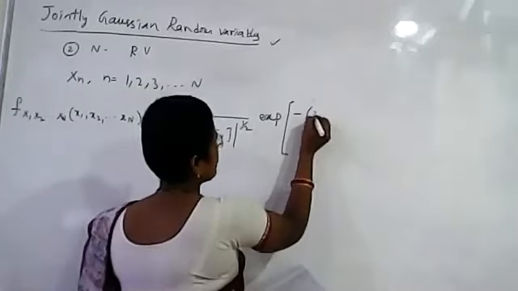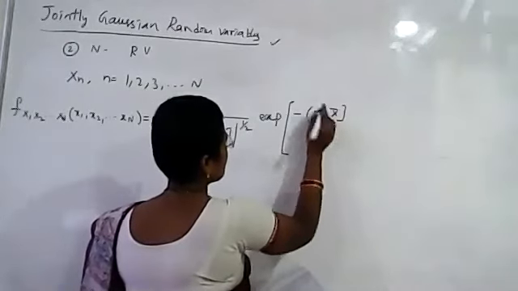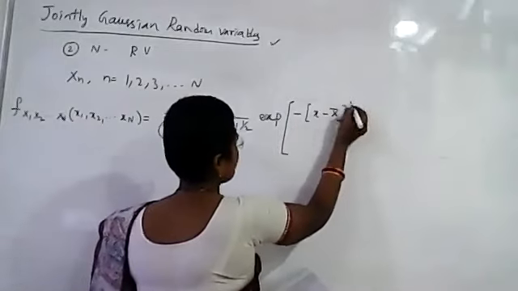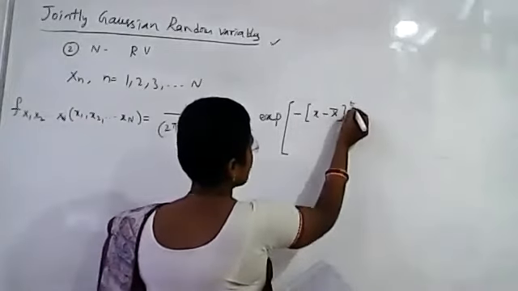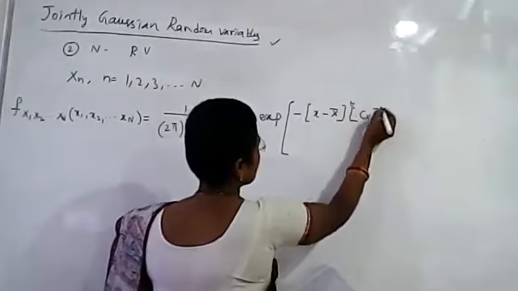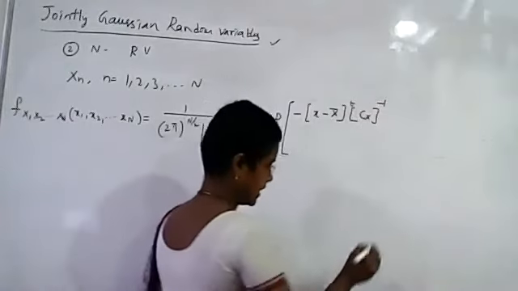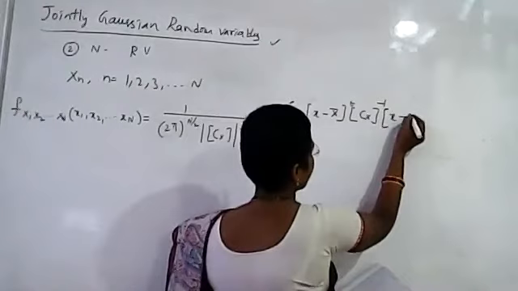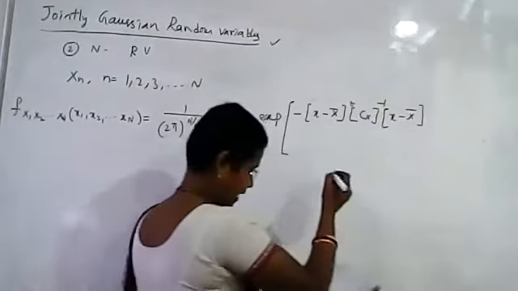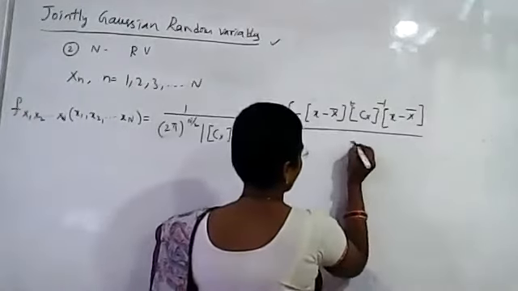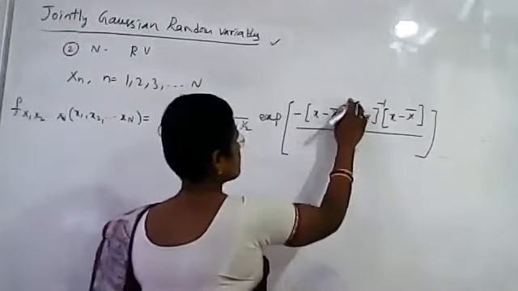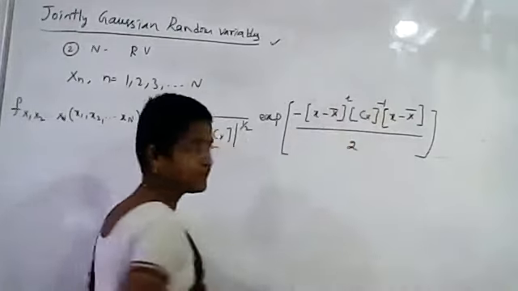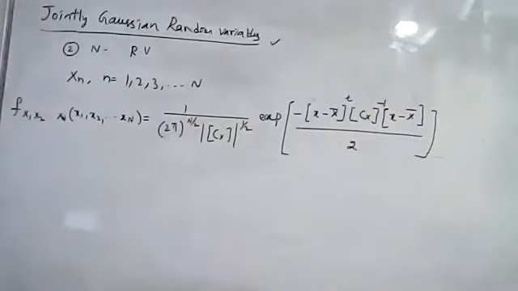minus (x minus x bar) transpose Cx inverse (x minus x bar) by 2. This is the formula of the joint probability density function of n random variables.